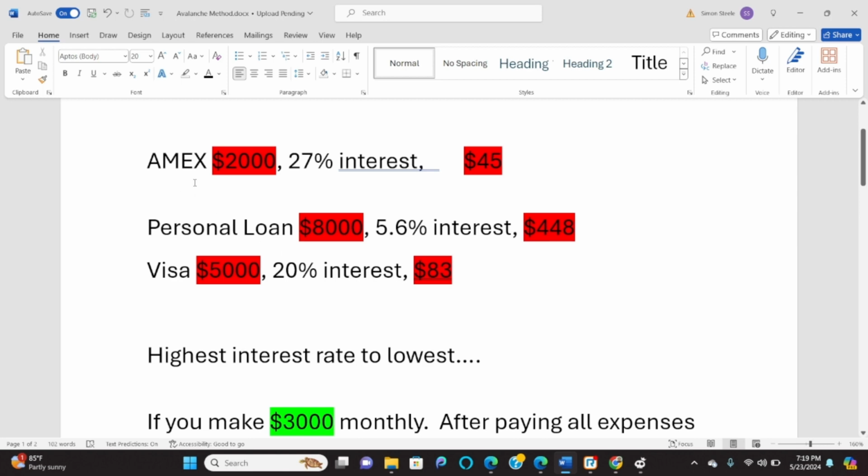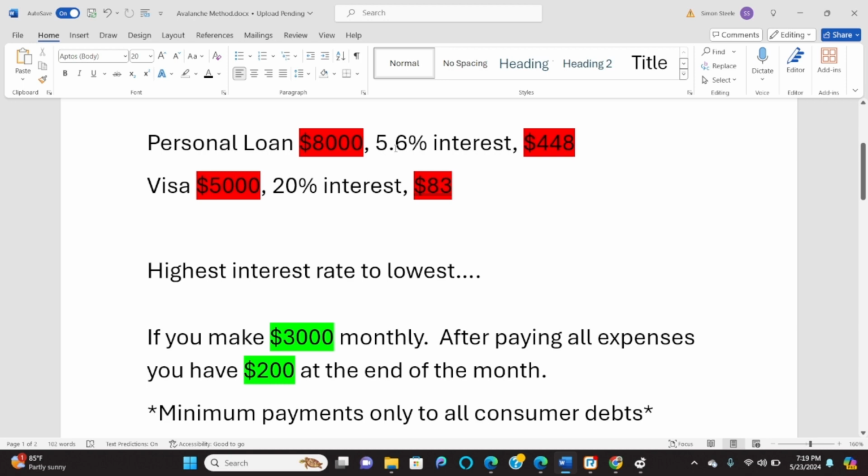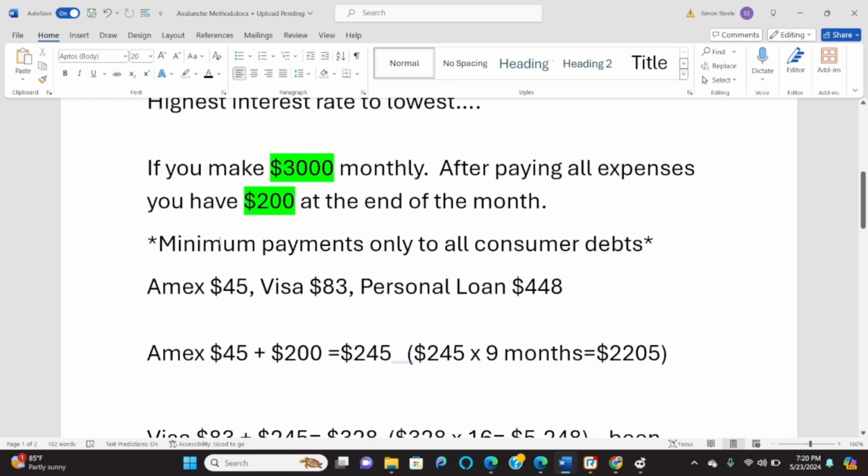So when we look at these three debts, Amex with $2,000 balance, 27% interest, $45 payments, the personal loan at 5.6% interest, and this Visa with that $5,000 balance and 20% interest with the $83 monthly payments. When you attack the highest interest rate to the lowest, let's use an example to see how we would do this properly. Well, if you make $3,000 monthly as income, and after paying all your expenses, let's say you have $200 left over cash flow at the end of the month.